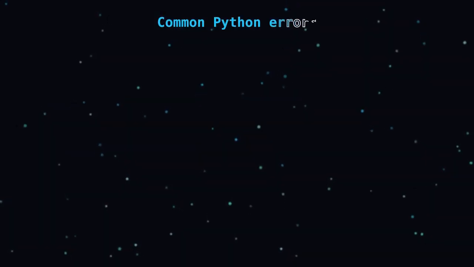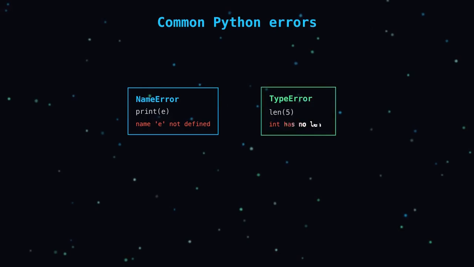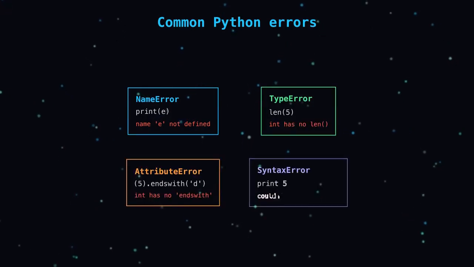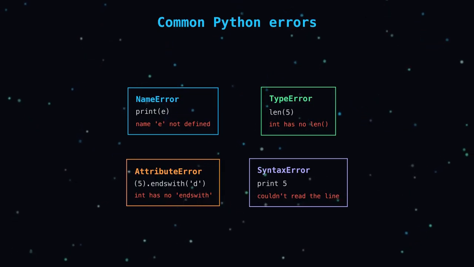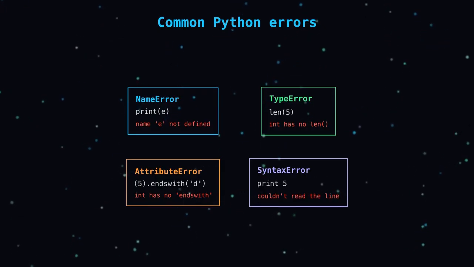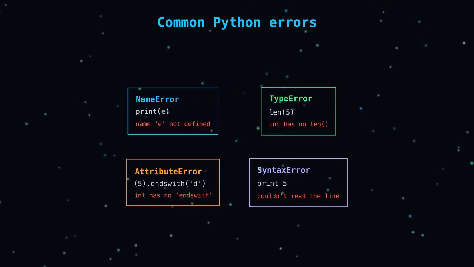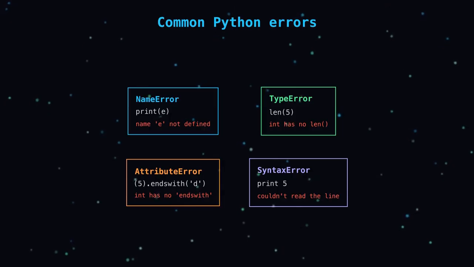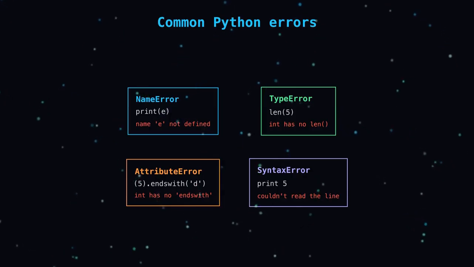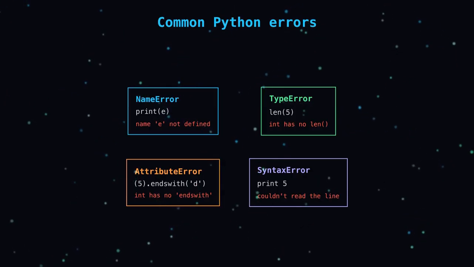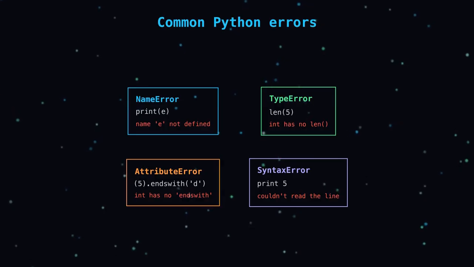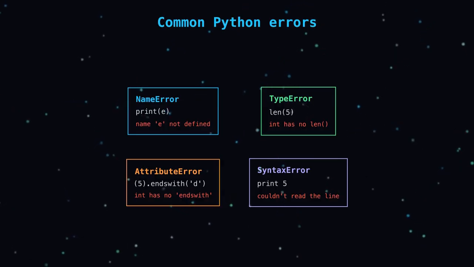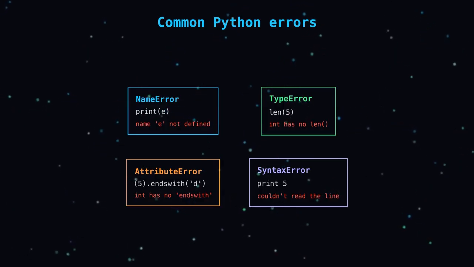Let's tour the common Python errors. A name error means you used a name that doesn't exist, like saying "give her the book" without ever saying who "her" is. A type error or an attribute error means you asked for something that makes no sense, the length of a number, or whether the number 5 ends in the letter D. And a syntax error means Python couldn't even read your line, like writing print 5 with no brackets. Each message points you at the line and the problem.